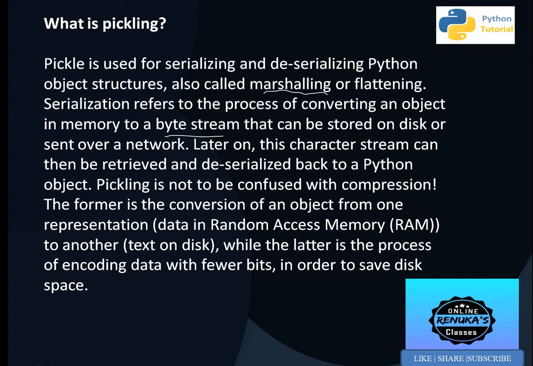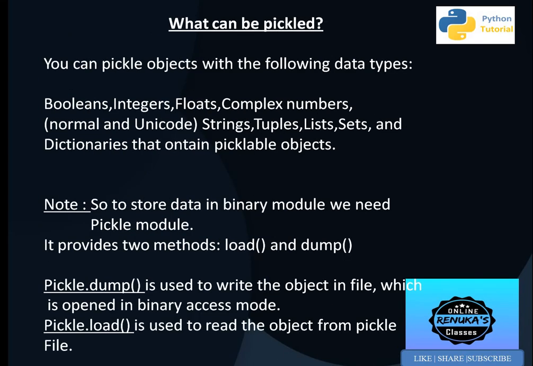in disk. So converting an object, this object can be a list, it can be a dictionary. So any object is converted to a byte stream and then it is stored on disk, and that is known as serializing. And the reverse process is known as deserializing. So this complete process is known as pickling. For serializing and deserializing, we can import the pickle class.